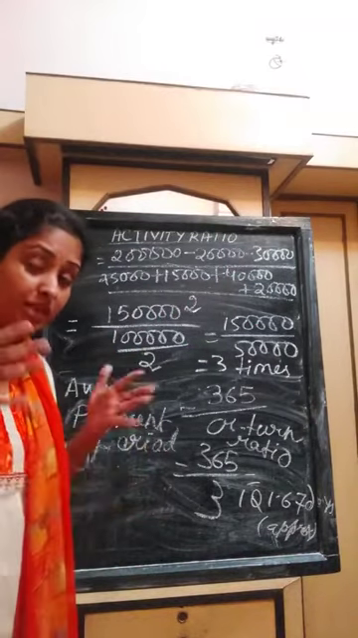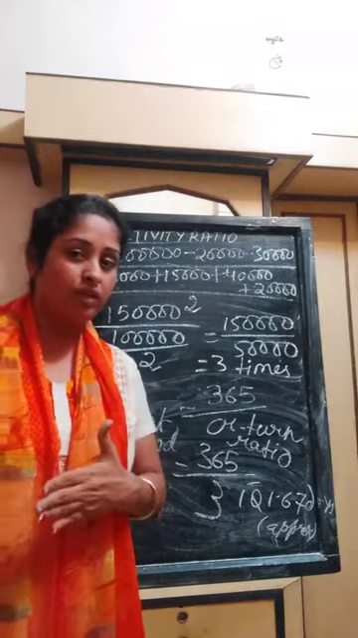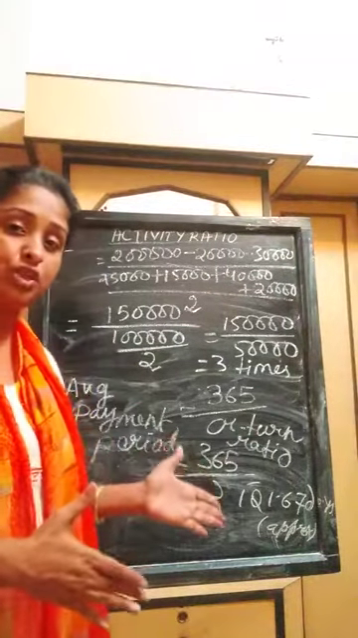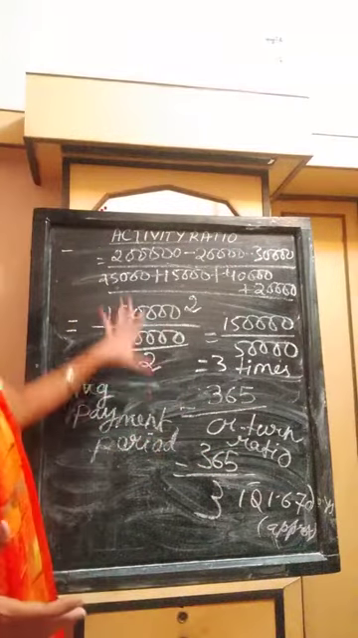So here we come to an end to the activity ratio. I have explained the debtors turnover ratio as well as the creditors turnover ratio, the average collection period as well as the average payment period. In this way I have shown you.